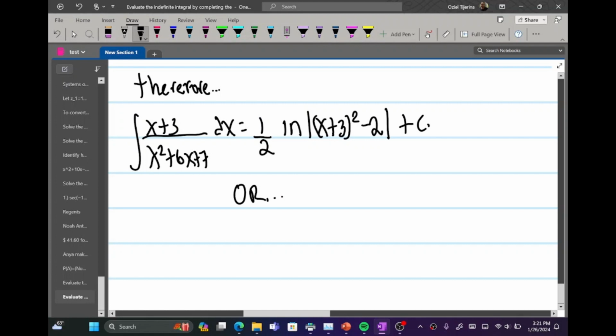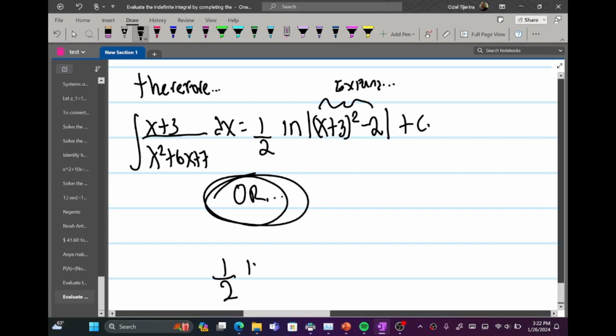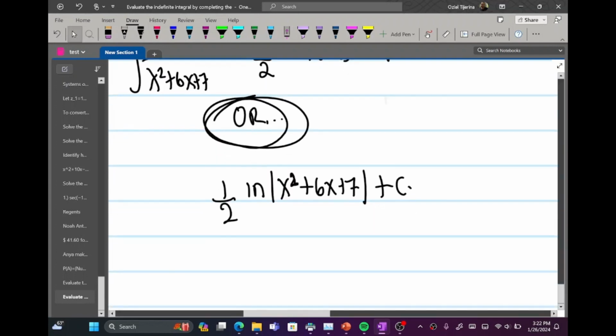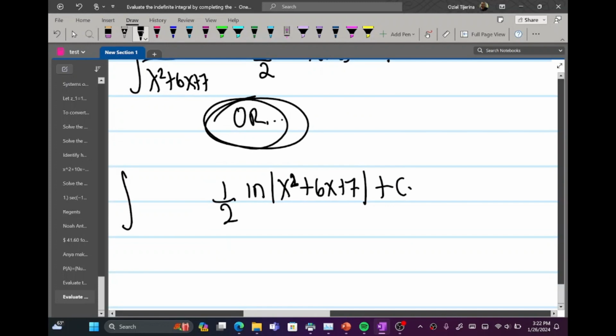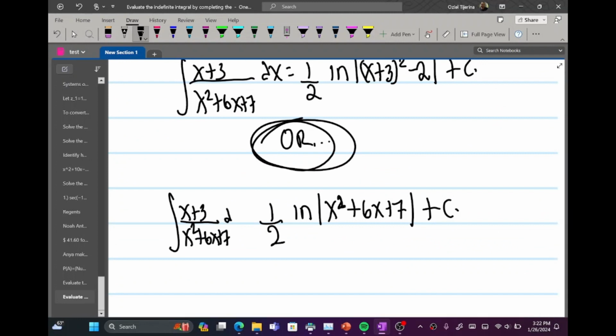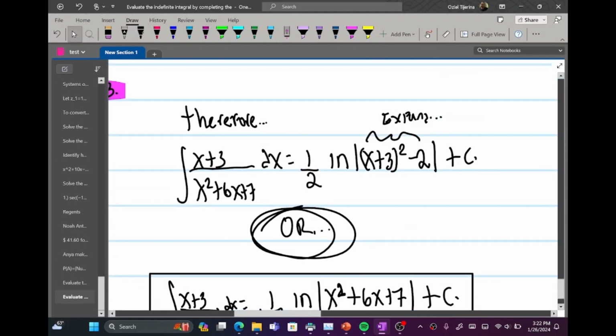Or I'm going to also say this, if you want, you can expand this too, or 1/2 natural log of x squared plus 6x plus 7 plus my constant of integration c. And I'll just put it this way, or the integral of x plus 3 over x squared plus 6x plus 7 dx. So these are two ways in which you can write the answer, guys.